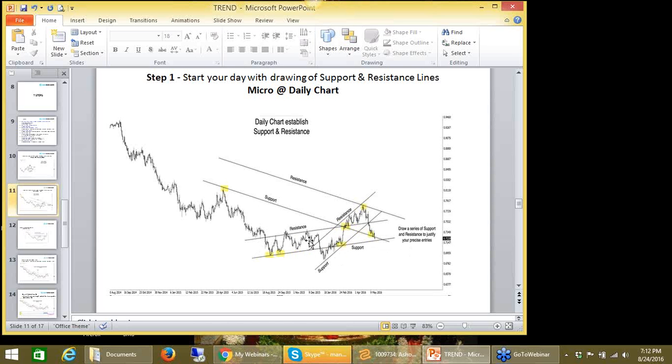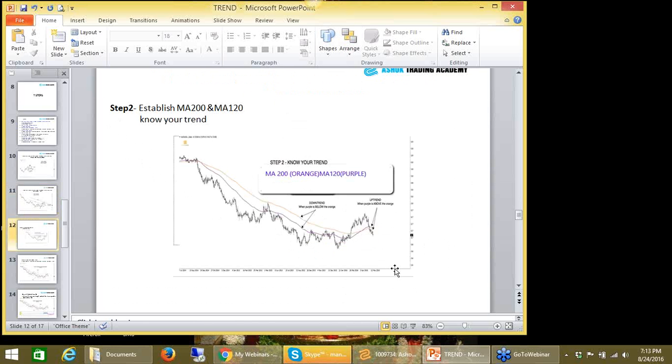You can see the resistance points, using the resistance points. Same thing, this one is also resistance. Using these 3 points you can draw, and this one is also called support. These are the 2 steps we want to do: the first one is the macro wave, the second one is the micro wave on the daily chart. Once you finish this, go to the next step.